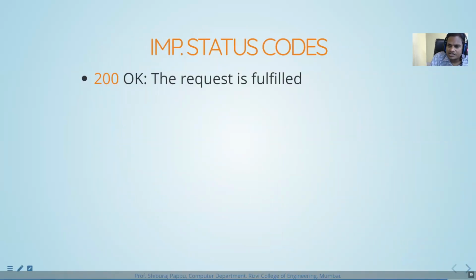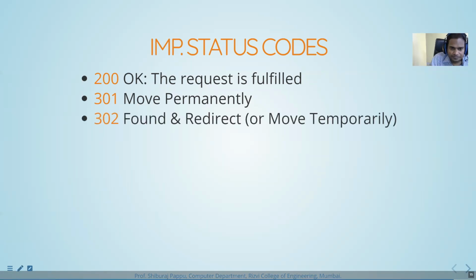200 is the most important status code, because if it is 200, that means everything is okay. Then 301, as you know, 3 means redirection. So 301 is moved permanently to some other place. That means when you access a website and you get 301, that particular link is no longer active. You should go to another link. I will show you an example of this.